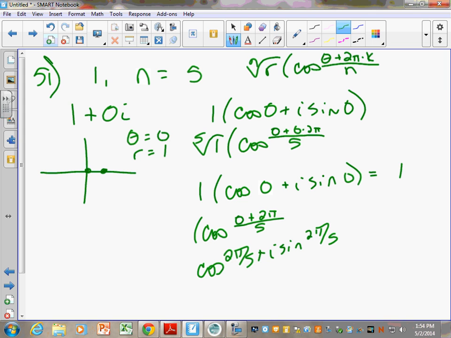So then I can just go ahead and tell you the next one, because since this is 0 every time, the next one's going to just be 0 plus 4 pi over 5, or that's just going to be 4 pi fifths.